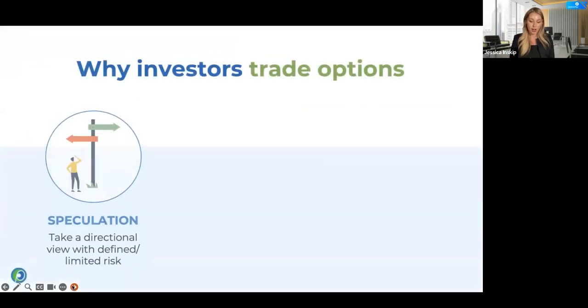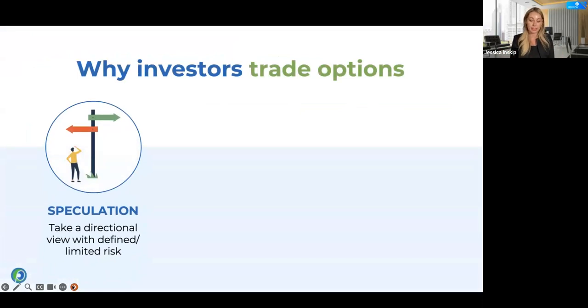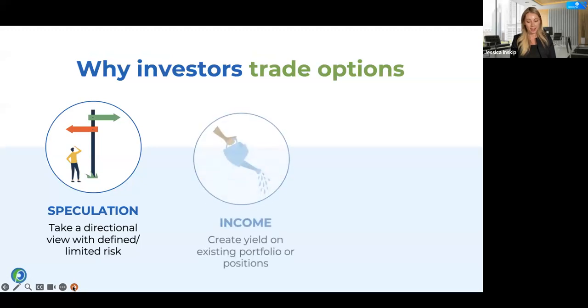So why do investors trade options? We'll go through this one really, really quickly. But speculation, you're taking a directional risk. You've got a defined, limited risk. Those are when we're buying options, because the most that you can lose is the amount that you spend when you're buying an option. That's because you own the execution rights. You're in the driver's seat. You can choose if you go left or right or stop at the stop sign. If you're in the passenger seat, you do not have that ability.